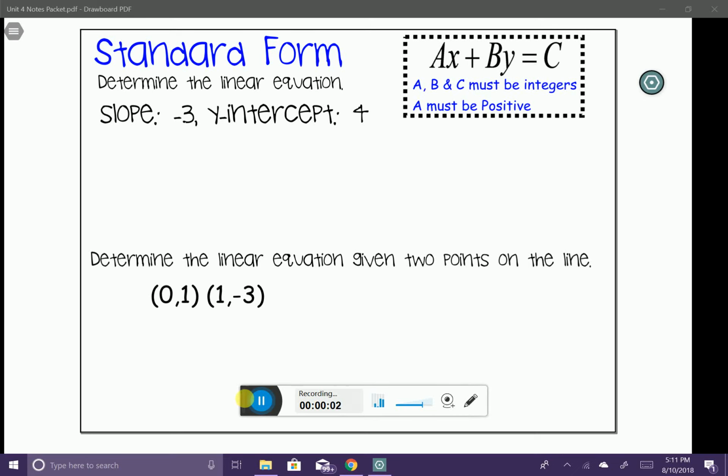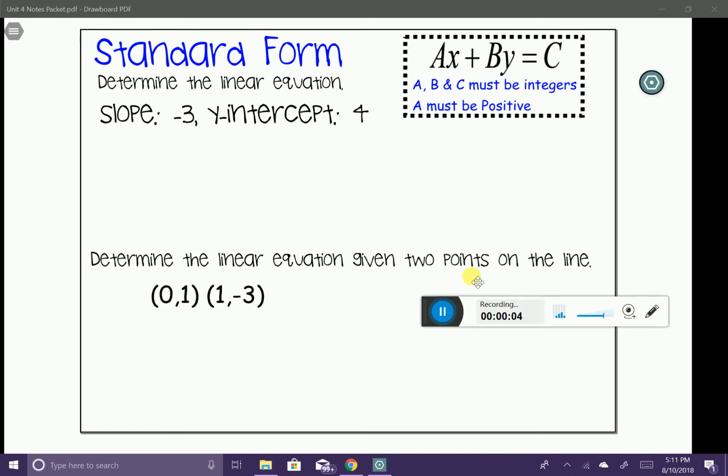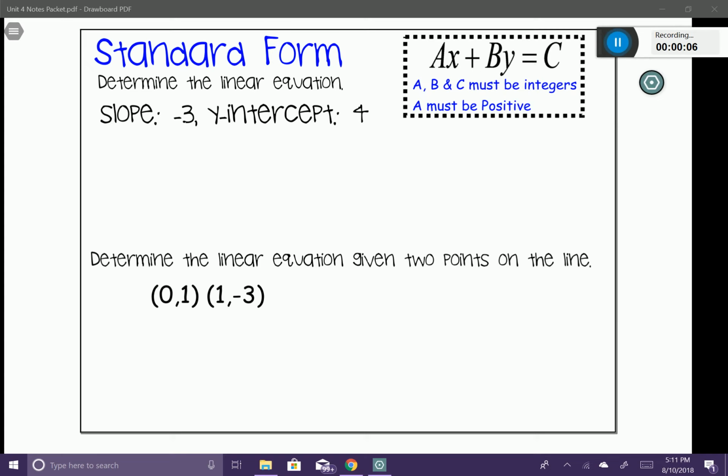In this lesson, we're going to talk about standard form of a linear equation. This is the third and final form of a linear equation that we're going to discuss this year in algebra. This lesson might take a little bit longer than normal because I'm going to walk through multiple ways to do each of these questions.